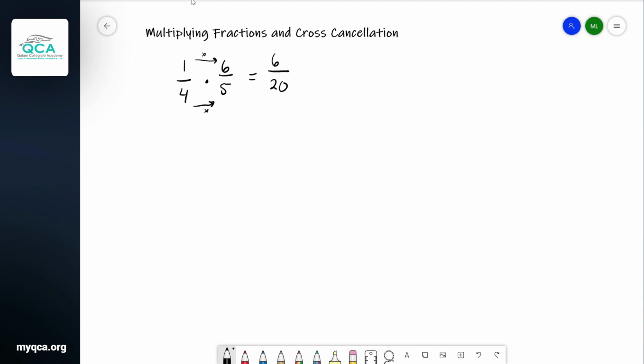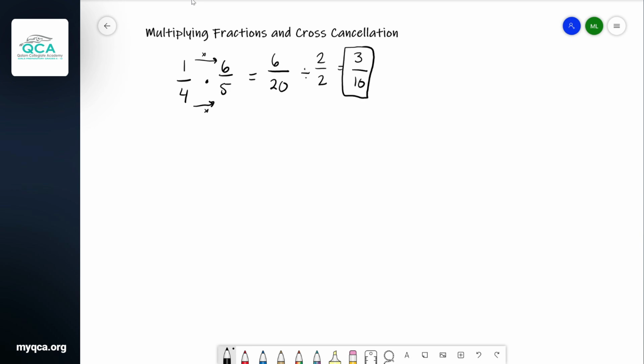Now, my answer is not in its simplest form, so I will have to divide it by their greatest common factor, and their greatest common factor is 2. So 6 divided by 2 is 3, 20 divided by 2 is 10. And this would be my final answer, 3 over 10.